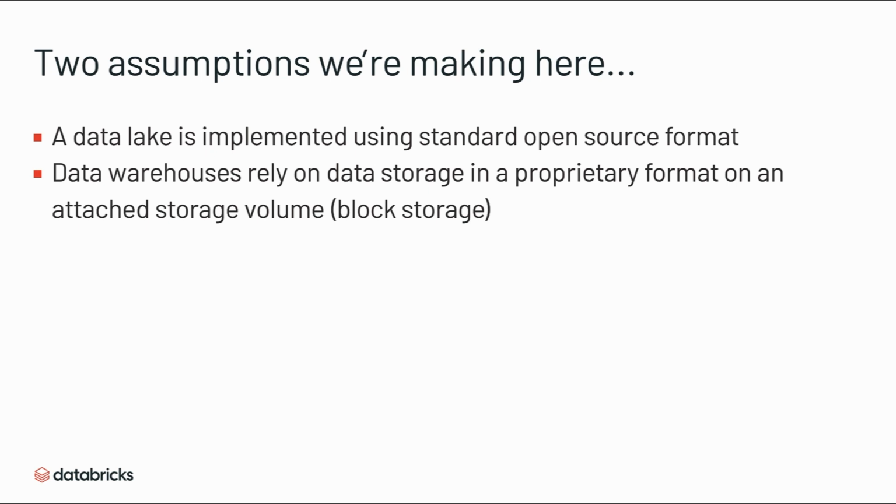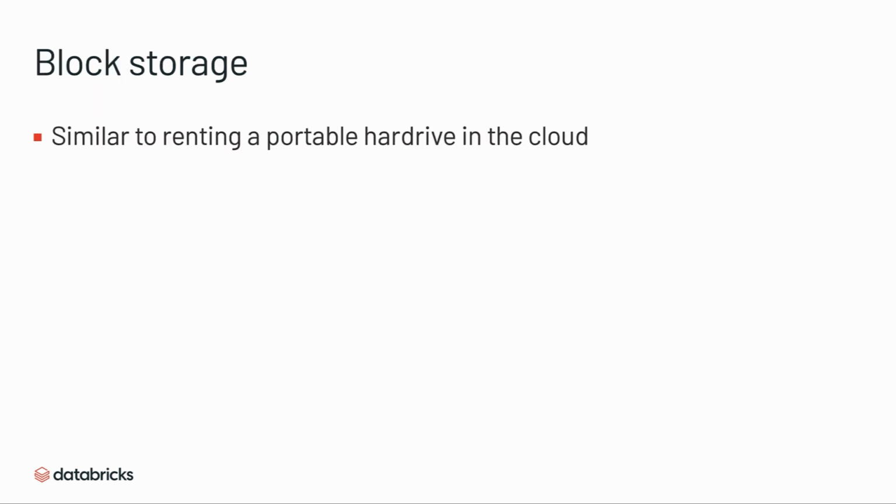So if you remember, maybe 10, 15 minutes ago, we described object storage. Object storage is that cheap cloud storage that allows data lakes to separate compute costs from storage costs. So the decoupling of that compute and storage. Cloud vendors will also offer block storage. That is similar to if you think about renting a portable hard drive in the cloud. So you might be able to change the computer that the hard drive is connected to, but unless a machine is powered on and running the right software, it's not possible to get your data.